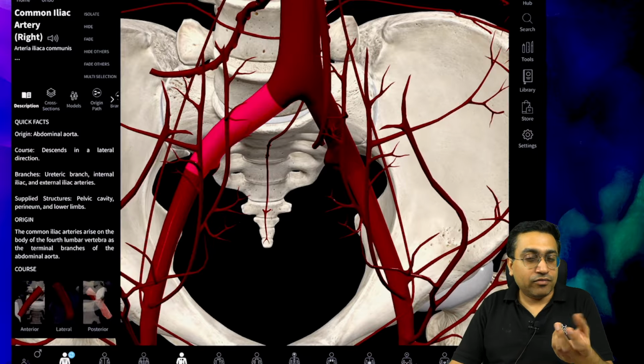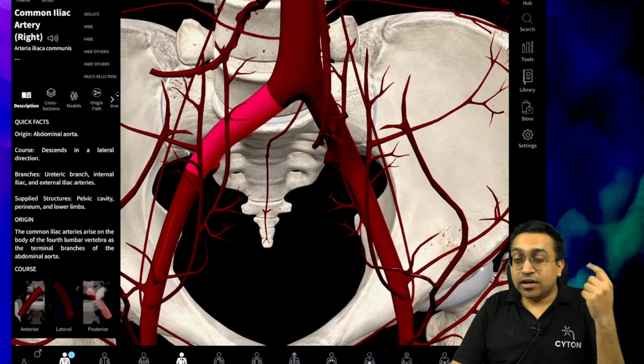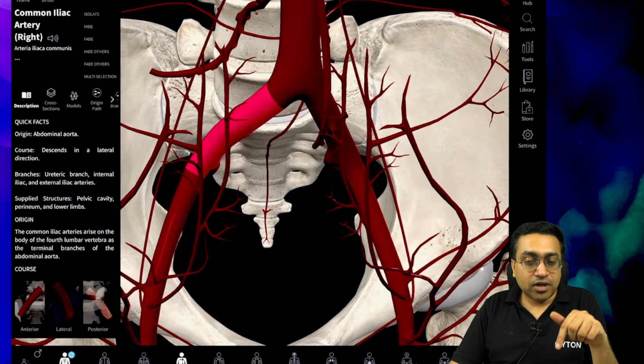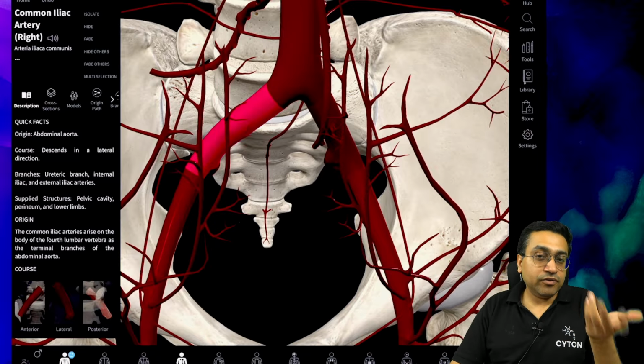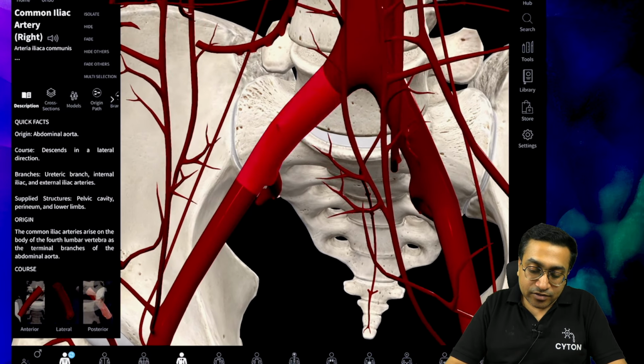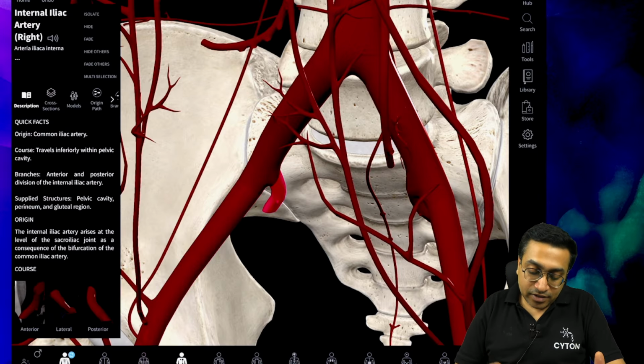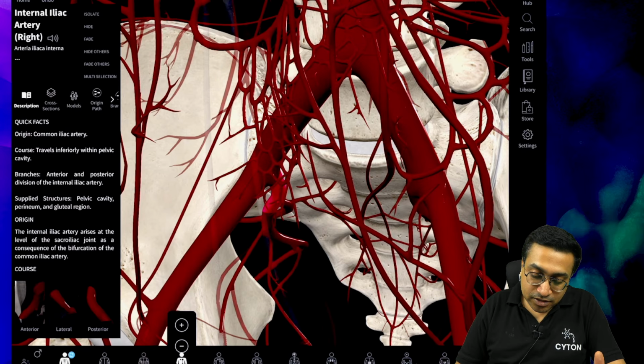Now common, where is the word common used? When there is further bifurcation. Okay, you remember internal and external carotid. So similarly, common iliac will bifurcate into further two arteries, that is the internal and external iliac. Okay, so this is the external iliac and this is the internal iliac. Just let me add the branches.